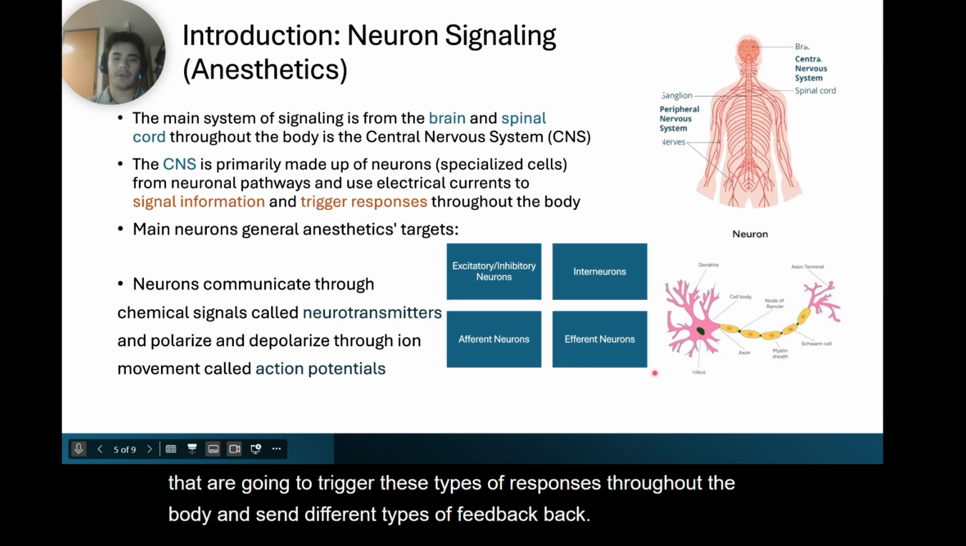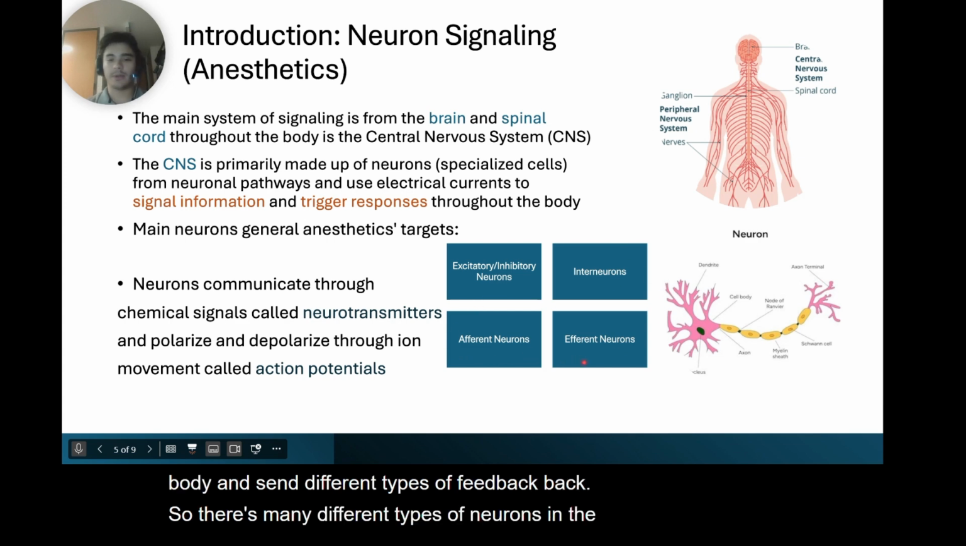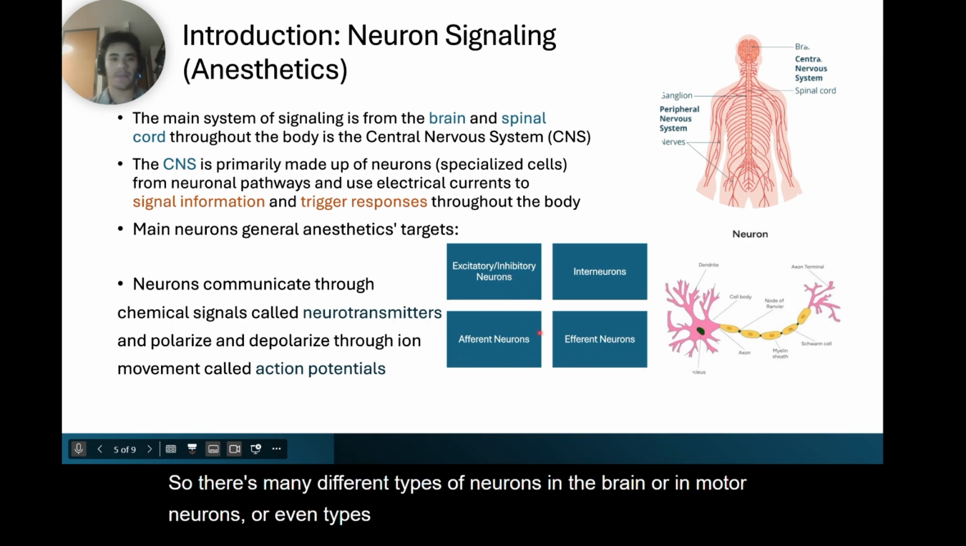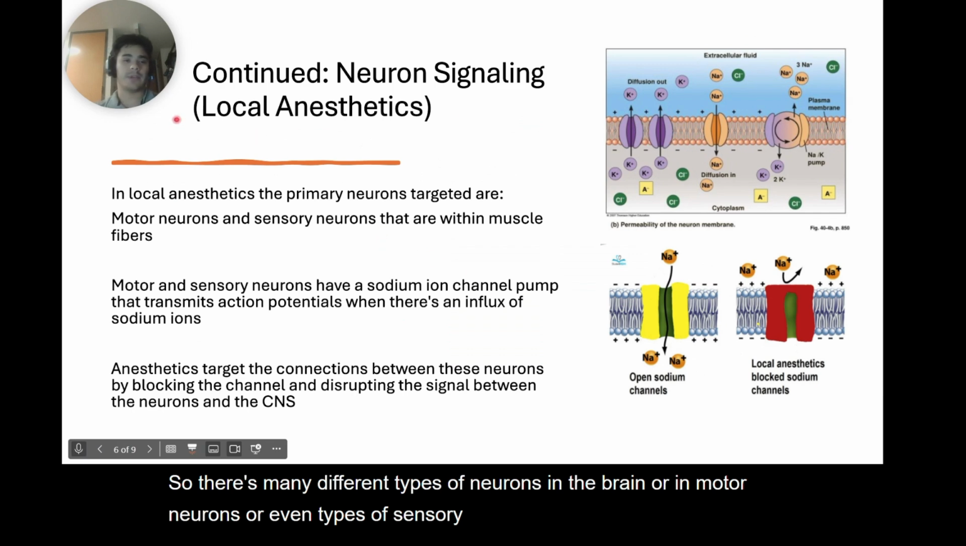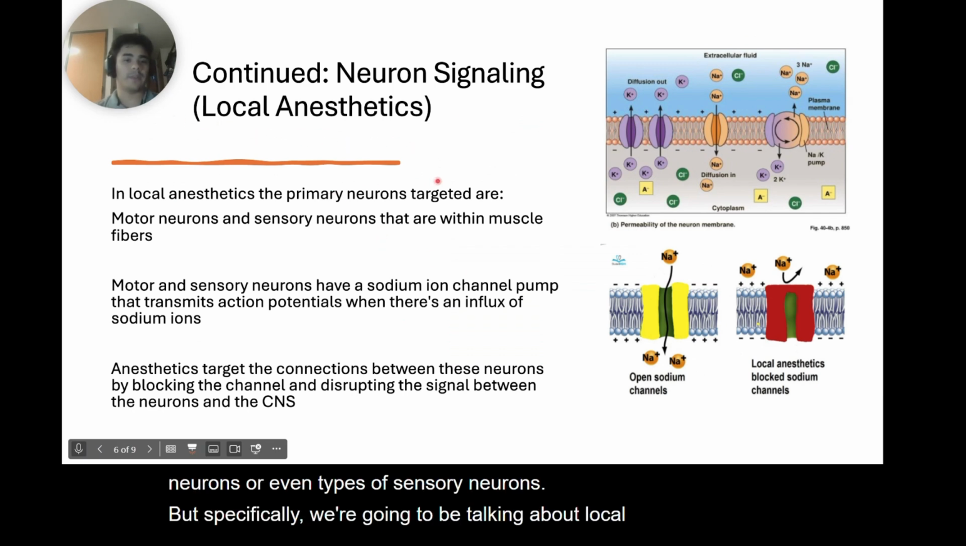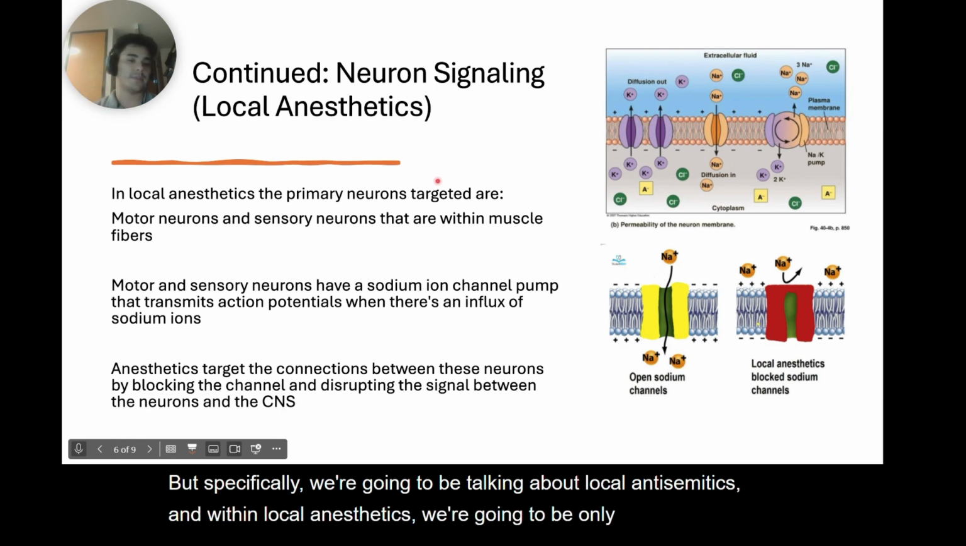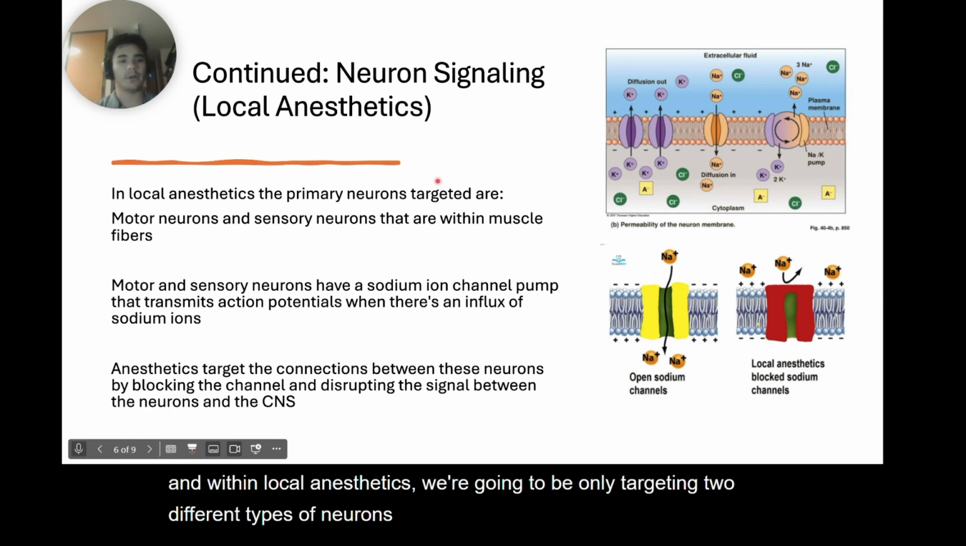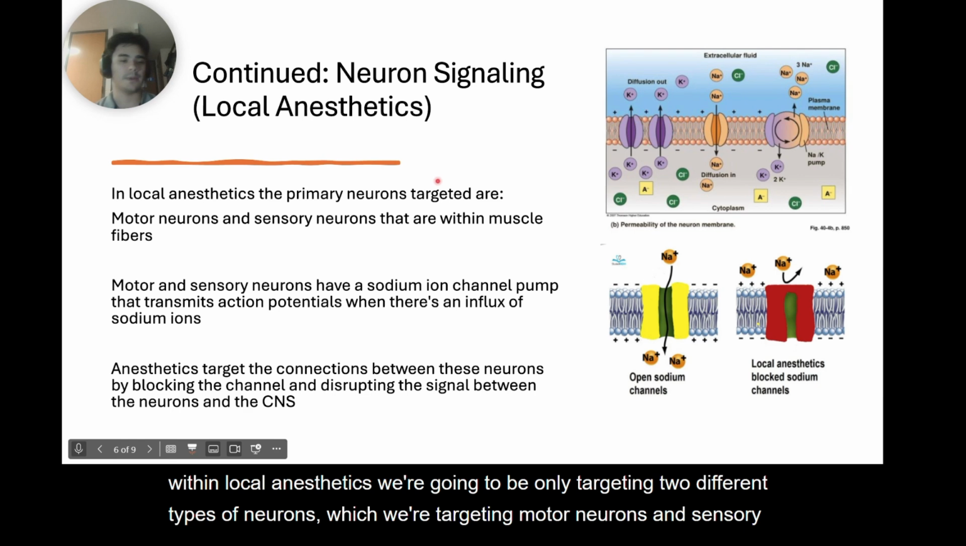So there are many different types of neurons, in the brain, or motor neurons, or even sensory neurons. But specifically, we're going to be talking about local anesthetics. And within local anesthetics, we're only targeting two different types of neurons: motor neurons and sensory neurons within the muscle fiber.